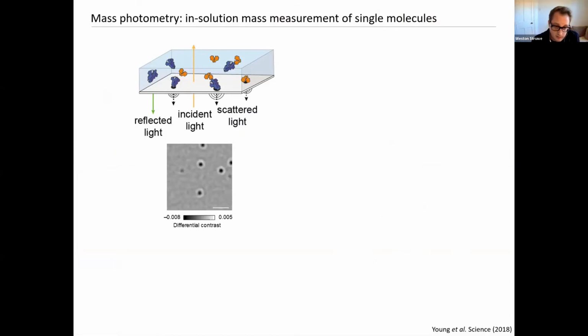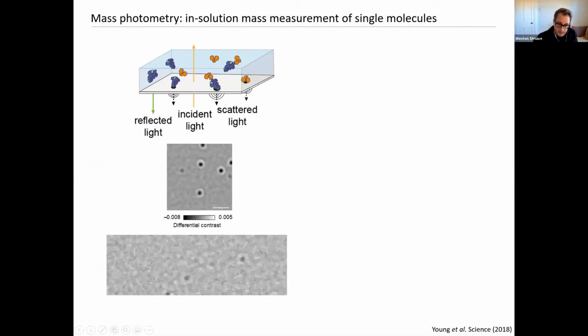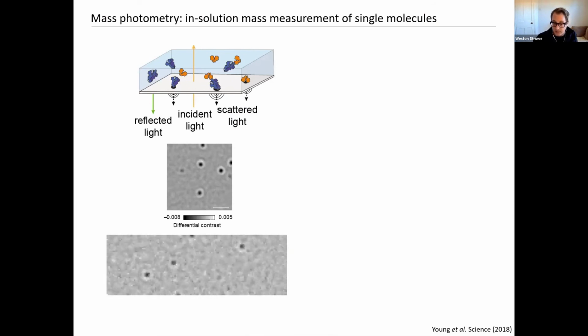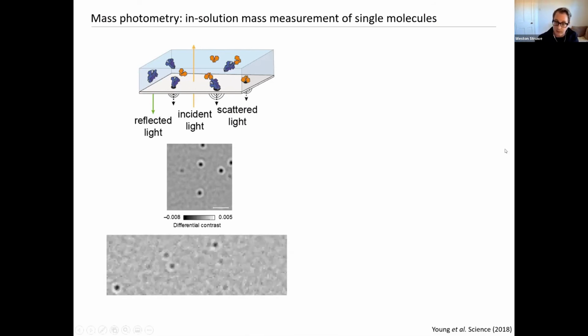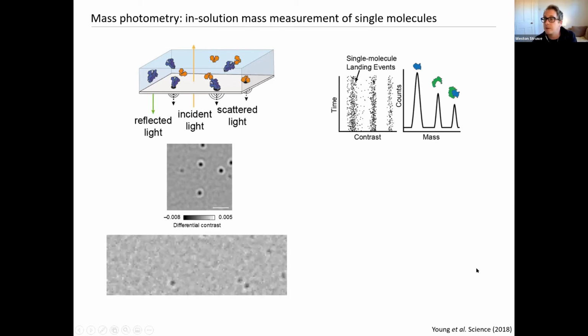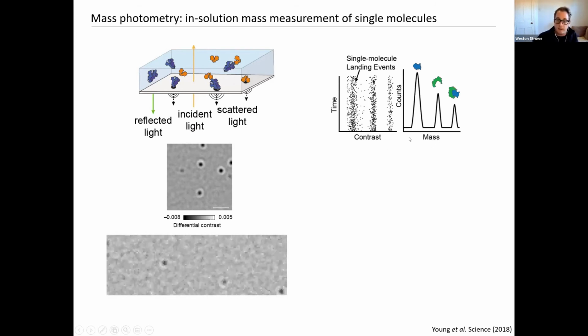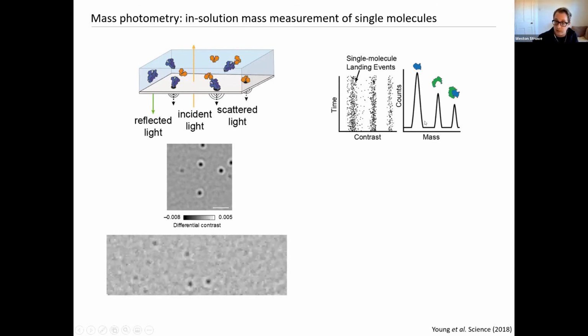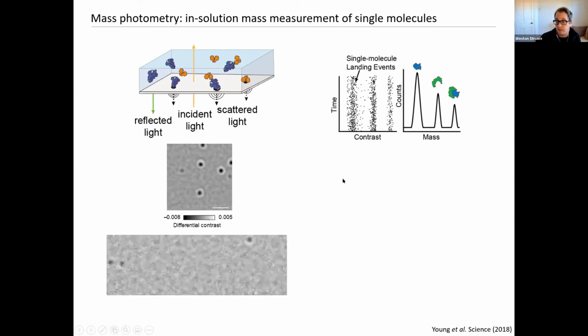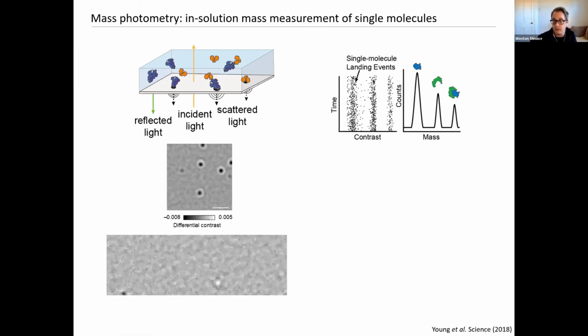We measure the interference of both the scattered and the reflected light, and what we get is differential contrast. This is what the differential contrast looks like. So this is the image. This is what the sample delivery system looks like. The sample is on top of the glass cover slip, and as we take this image, which is the raw data, we see the proteins landing on the glass cover slip. If we plot the measured contrast as a function of time, we can convert this to a mass distribution. Shown here is counts versus mass. So we can see and measure the relative amounts and mass of proteins and protein complexes.